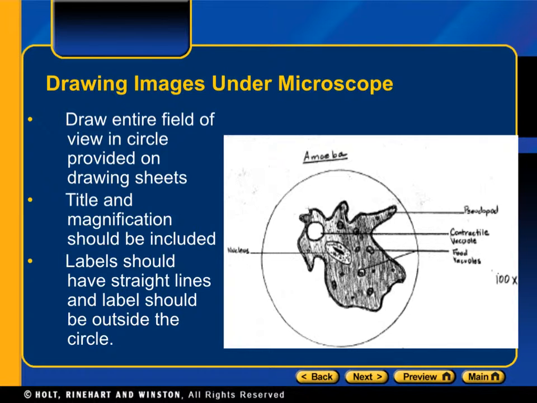Otherwise, if you're using medium power, it would be 40x times the 10x ocular lens, so that would be a 400x, and then sometimes you might end up getting to a 1000x.